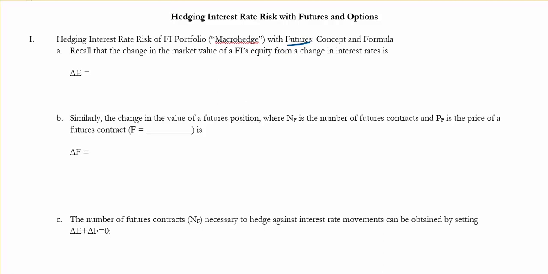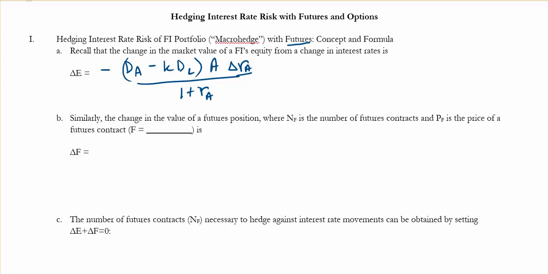Now, recall that the change in the market value of a financial institution's equity from a change in interest rates is this formula. We have minus the leveraged duration gap times the assets, and change in the interest rates over 1 plus the interest rate. Now I'm going to label the interest rate A here for assets, say that this is the change in the interest rate and current interest rate for the assets of the bank.